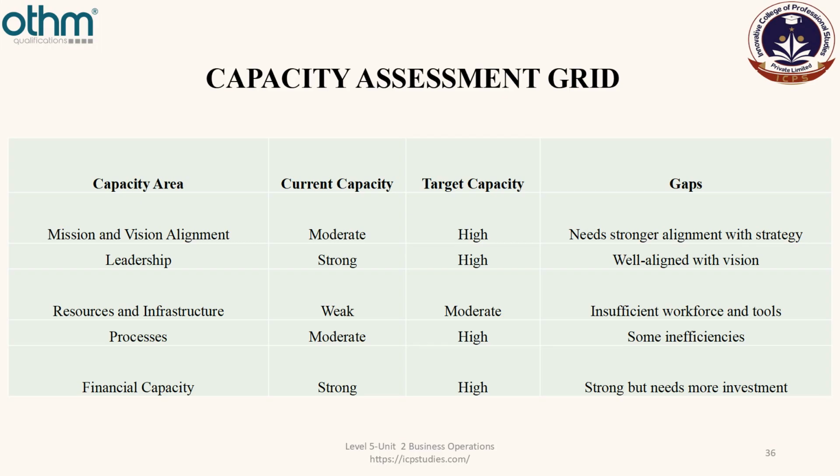So this capacity assessment grid helps us to find out the gap between our current and target capacity, so we can fill it. Then if we talk about the process, the current capacity of the process is moderate and the target capacity is high. So there are also some inefficiencies in the process. Then if we talk about the financial capacity, it is strong, but our target capacity is high. So what is the gap? As it is almost similar, the gap is that we need more investment. So this whole grid helps us to find out where we are standing and where we expect to stand in the future.